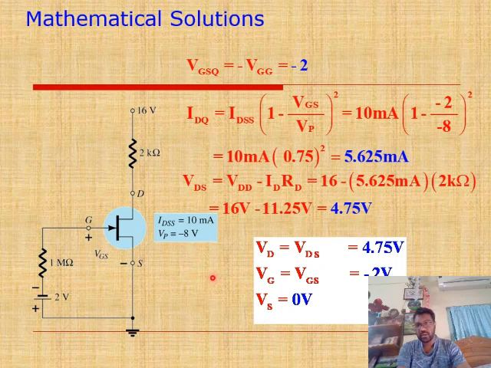The drain current we have just found is 5.625 milliampere, so we have to use that along with the 2 kilo ohm RD, or drain resistance. Ultimately we will get the voltage across drain to source at about 4.75 volt. Like this we have to solve different types of problems. Some of the components will be given, and we have to find the other components in the given circuit.